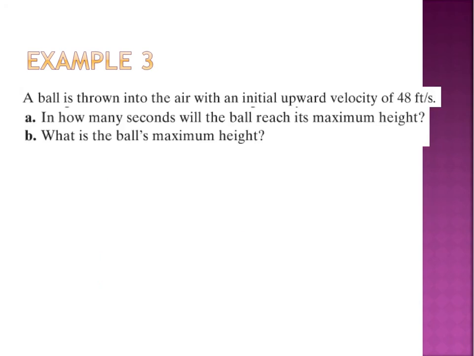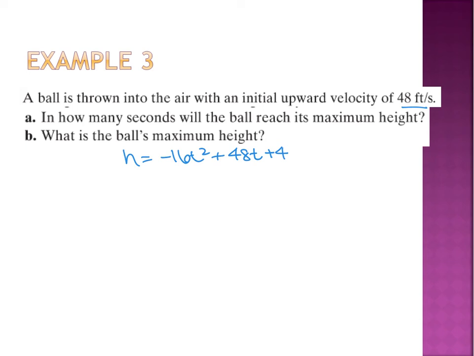Example 3 is very similar. It says a ball is thrown into the air with an initial upward velocity of 48 feet per second. How many seconds will it take to reach its max height? Again, if we were given the equation, we should have been told that this was negative 16t squared plus 48t, and then it should have been plus 4 because this was being launched from an initial height of 4 feet.